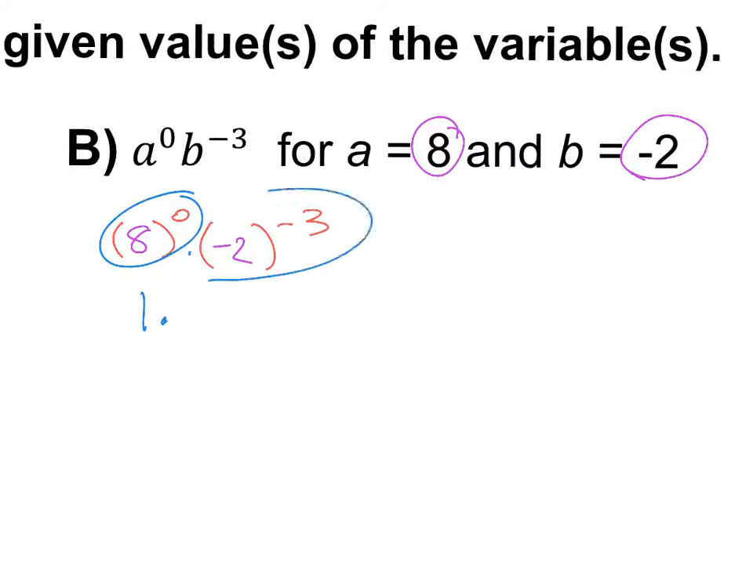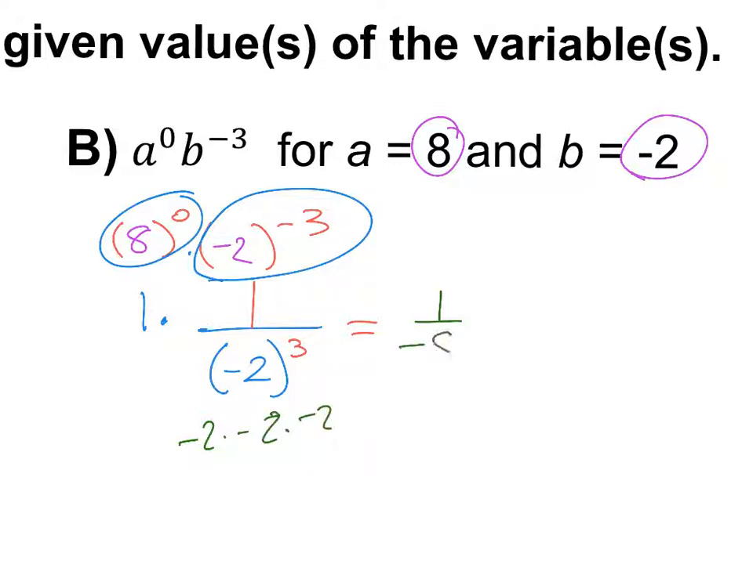Multiplied by, now I have to actually change that. It's the entire negative 2 being raised to the power of negative 3. So I'm going to relocate that negative 2 and put it in the denominator. Now its exponent is positive, and it's a fraction. 1 times anything is that same thing. This is really equal to 1 over negative 8, because negative 2 times negative 2 times negative 2 is negative 8. So your fraction is negative 1/8.